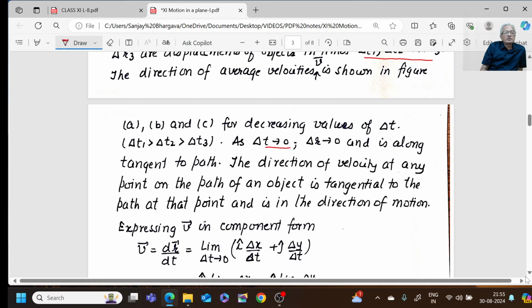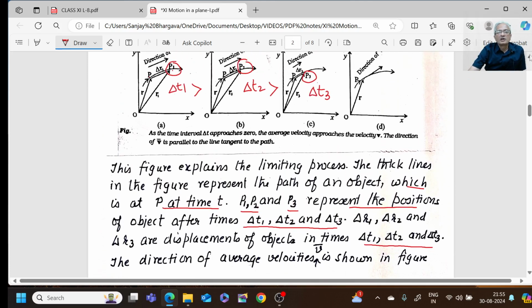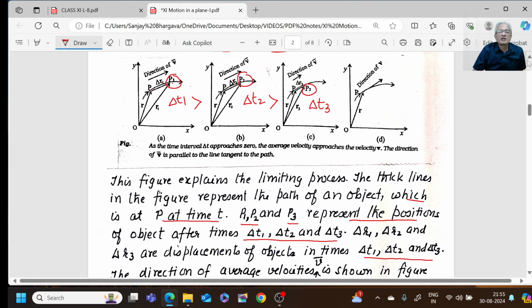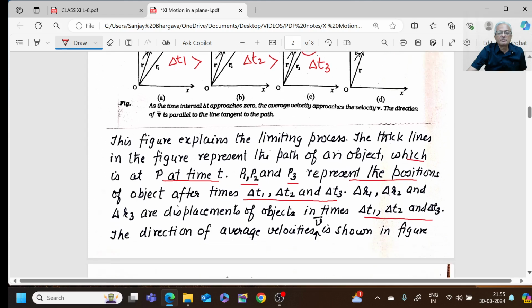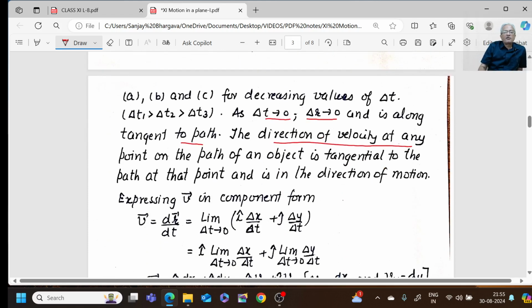As delta t tends to 0, delta r also tends to 0 and is along the tangent to the path. The direction of the velocity at any point, so just look at the figure once again. As delta t tends to 0, just see the direction of the velocity is along the direction of displacement. So that is what we have written here. The direction of velocity at any point on the path of an object is tangential to the path at that point and is in the direction of motion.